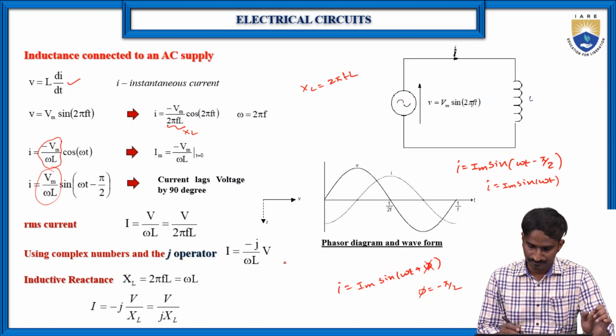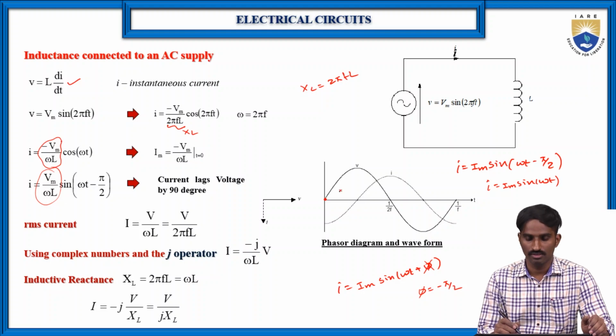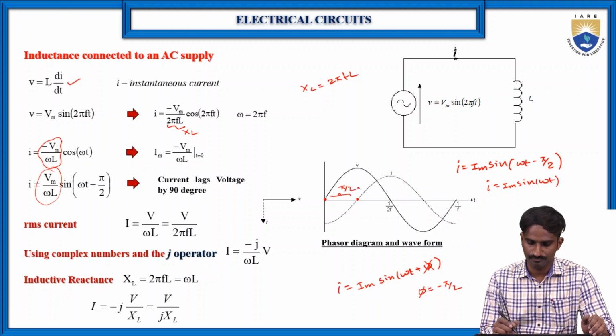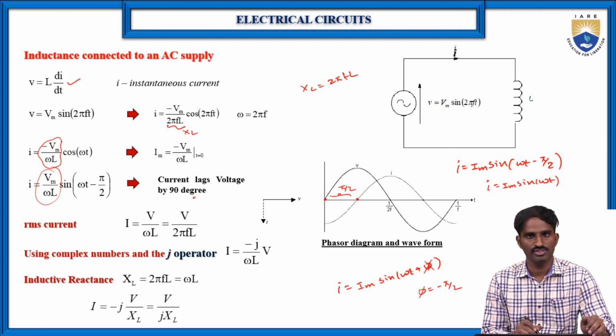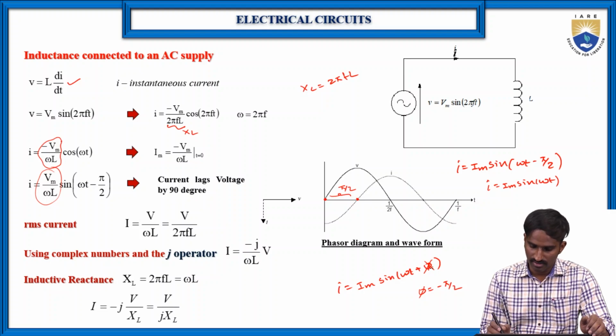As you can see here, the current is lagging behind the voltage by pi by 2. So the current lags the voltage by 90 degrees. That is why we got the minus pi by 2.